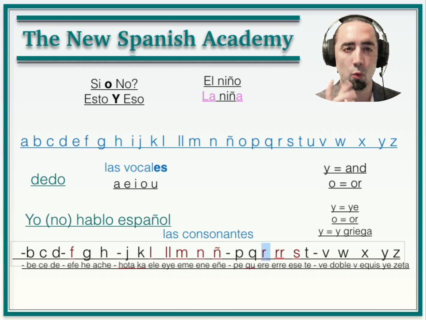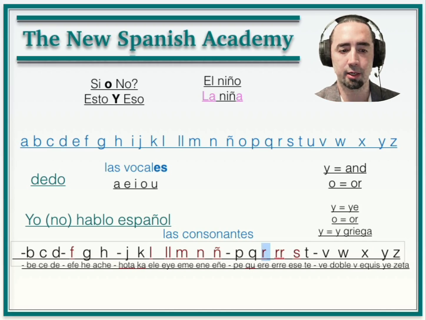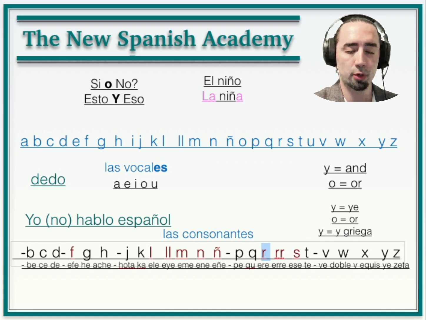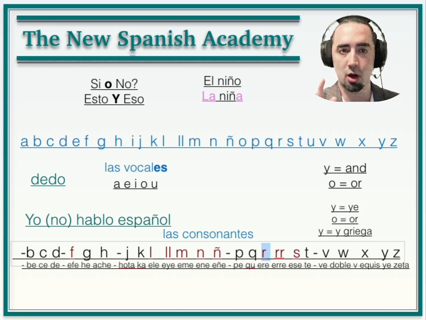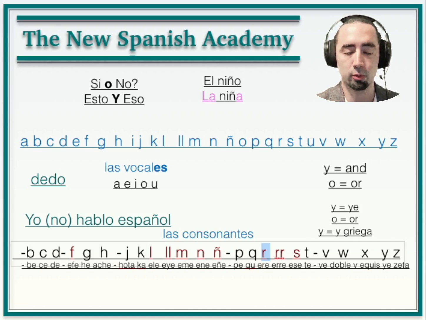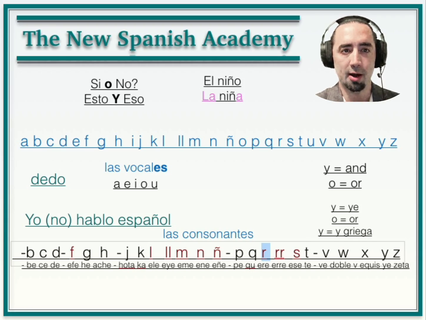Now, when we have one R, it's called ere. All right? But when the R is in the beginning of the word, it's r. All right? But when the R, the single R, is in the middle or at the end of the word, then you say r. So you see there's a difference between r and r. All right, so I say it again. R, single R in the beginning of the word. R, single R in the middle or end of the word.